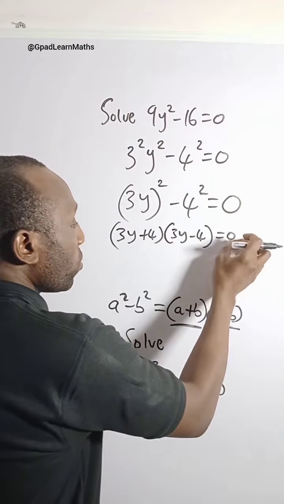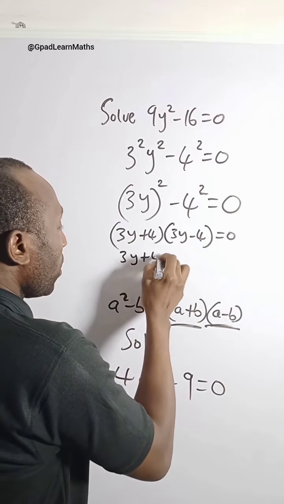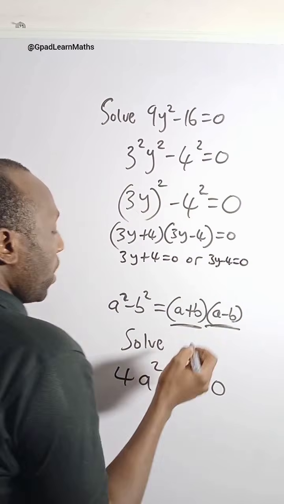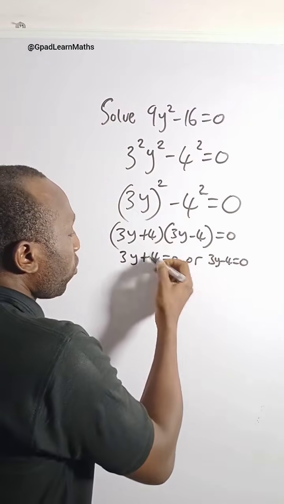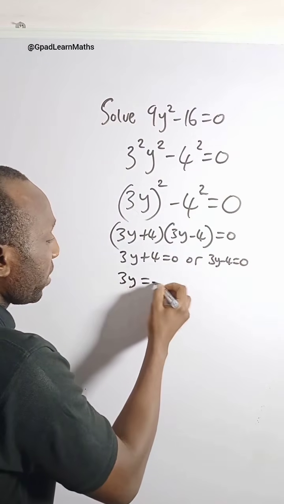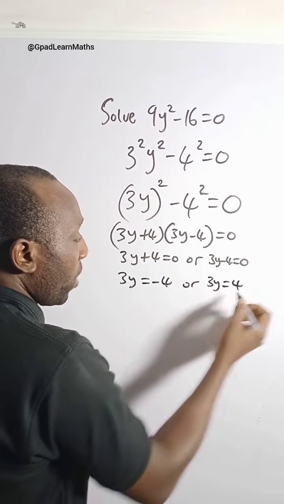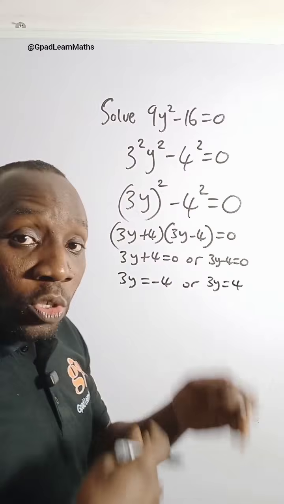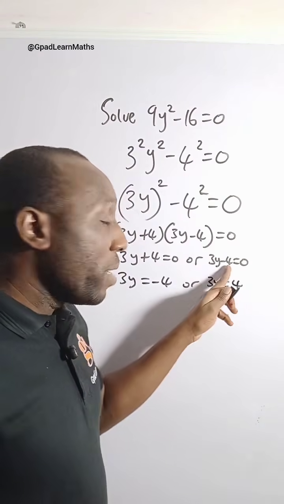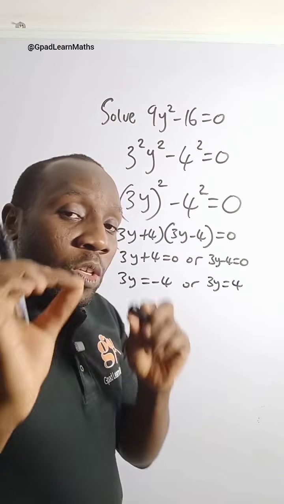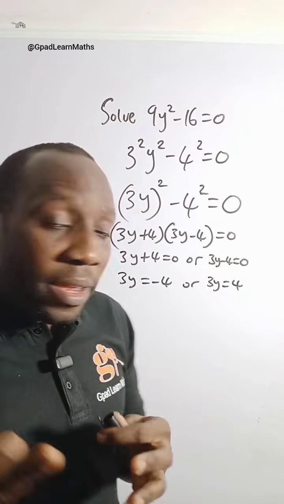The product of these two is equal to 0. It means that 3y plus 4 is equal to 0, or 3y minus 4 is equal to 0. Pardon me, let me take this off. So move 4 to the other side. You have 3y is equal to what? Negative 4, or move this over. You have 3y is equal to what? 4. Notice from plus 4 to negative 4, and from negative 4 to plus 4. When you cross it over the equality sign, you must change the sign.